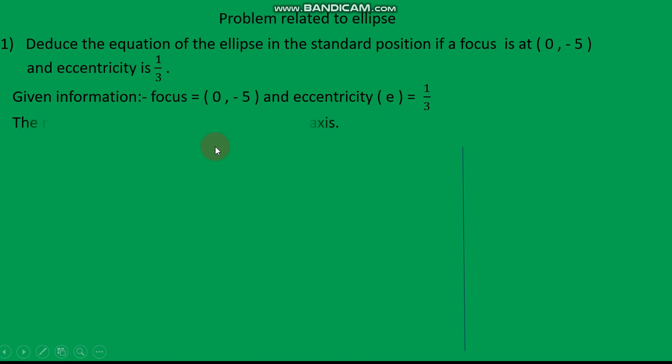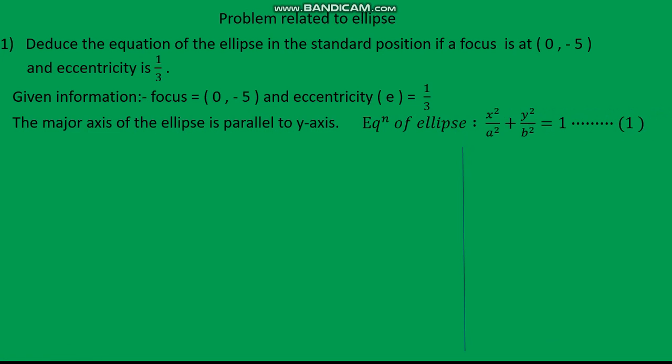The major axis of the ellipse is parallel to the y-axis because the x coordinate is 0. The x coordinate being 0 means the point lies on the y-axis. That is why the axis of the ellipse is parallel to the y-axis. That means the major axis is parallel to the y-axis or it is the y-axis itself. So the equation of the ellipse, I know, is x square by a square plus y square by b square equal to 1. We suppose this one.